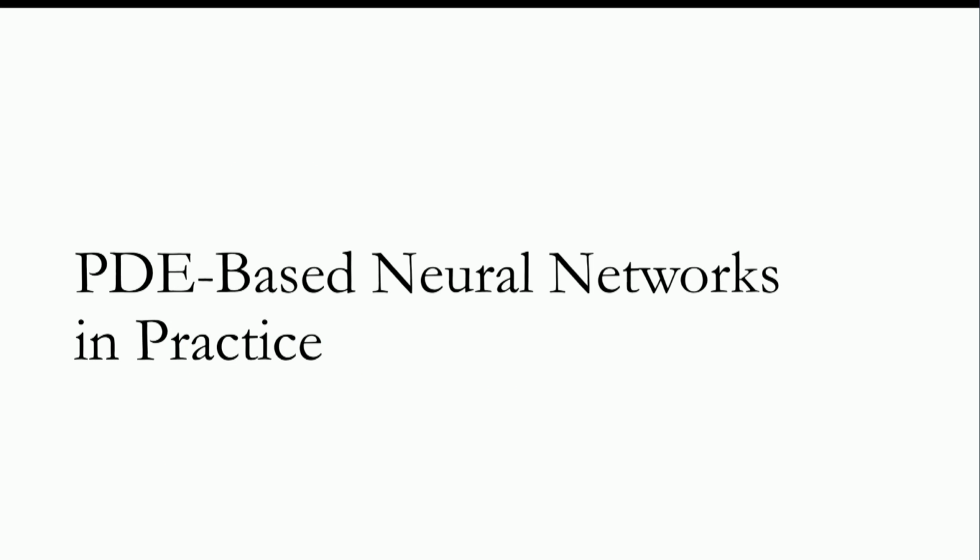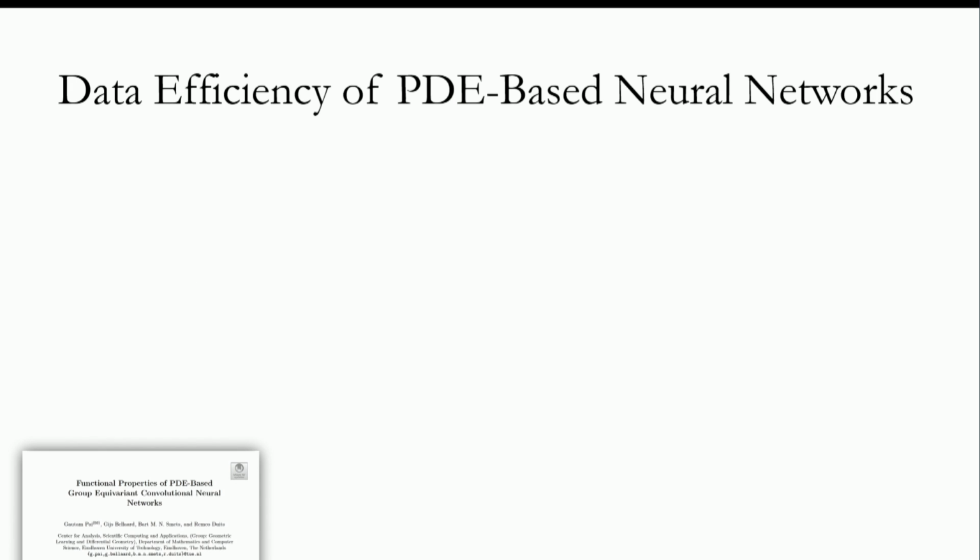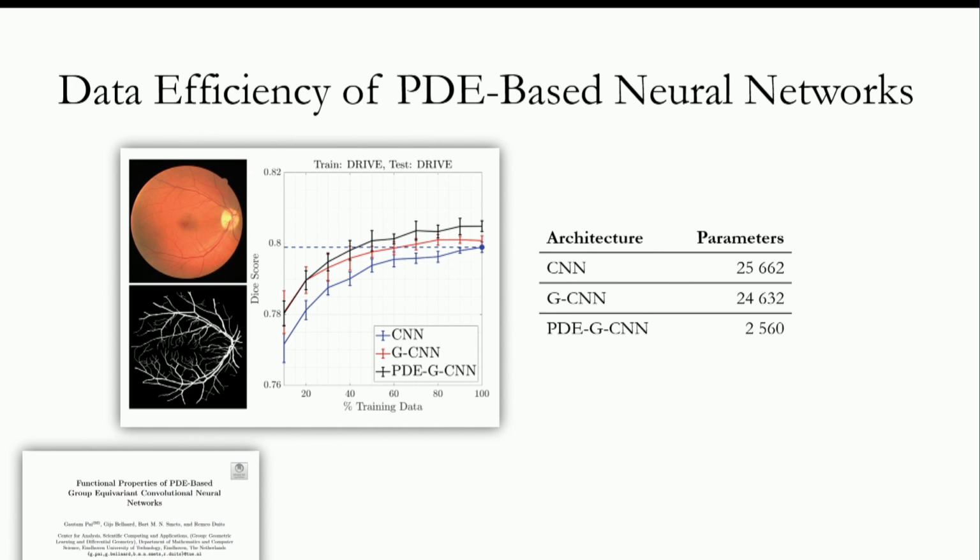Okay? Now the last part, why should you use PDE-based neural networks? This is also from our submission. What we did, you have this data set of images from the retina, and the goal is to segment it. So we took 3 architectures, a classical CNN, a G-CNN, it's like a CNN, but different, and we took a PDE-based neural network. The parameter count is like this. The results can be seen here.